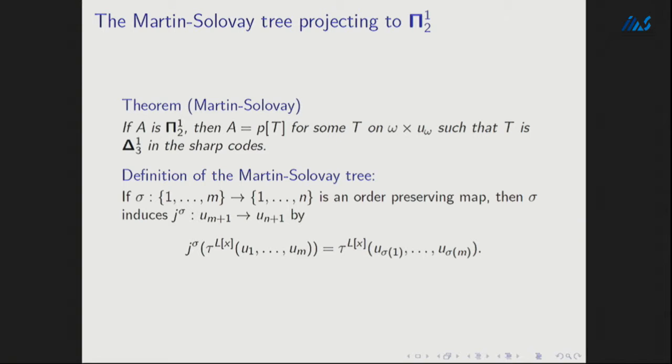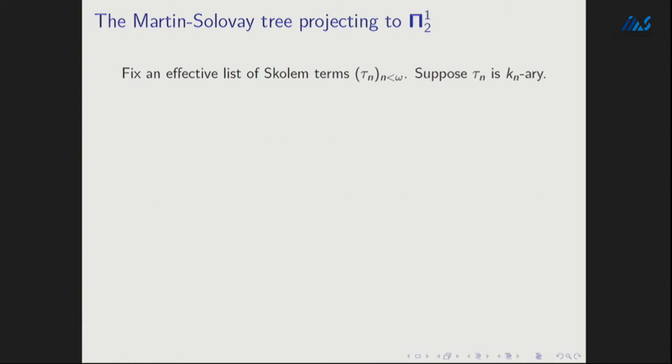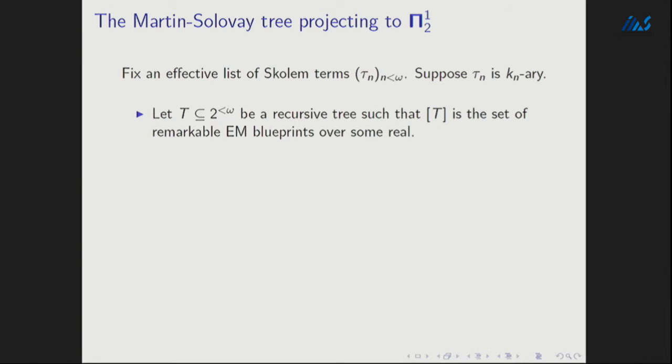So for every order-preserving map sigma, we can define an order-preserving map in between those uniform indiscernibles by shifting the sharp codes. And we can show this is well-defined. And we get the Martin-Solovay tree, which comes out of the blueprint formulation of sharps.